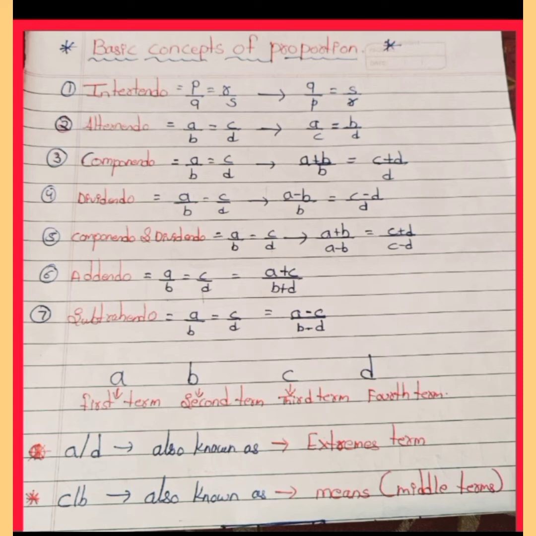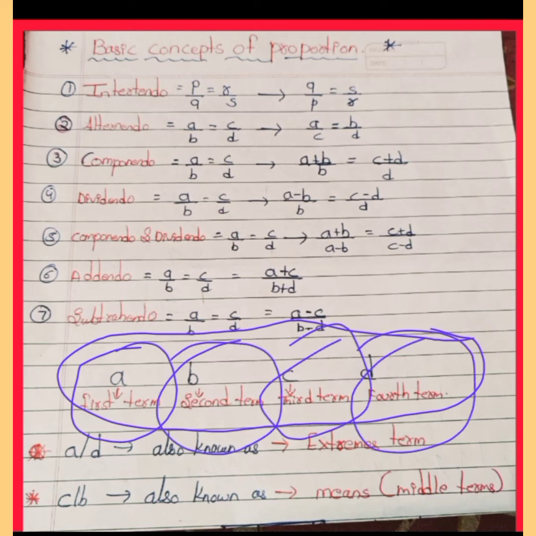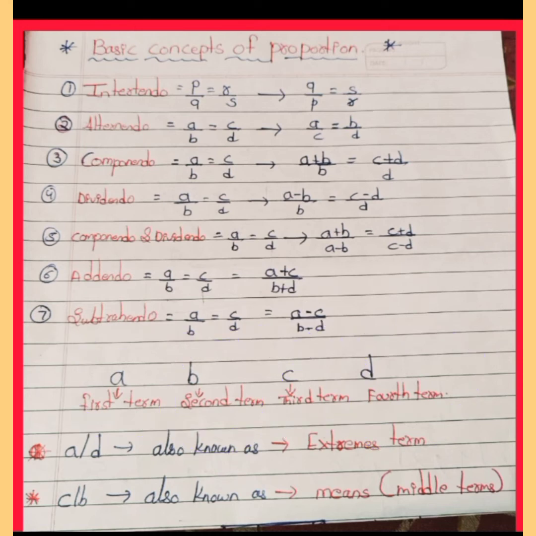Here I have just written the letters A, B, C, D. You have to just remember it. A means first term, B means second term, C means third term, and D means fourth term. Just see it properly and you will get an idea. Now let's move on. A and D, it means first term and fourth term, also known as extreme terms.